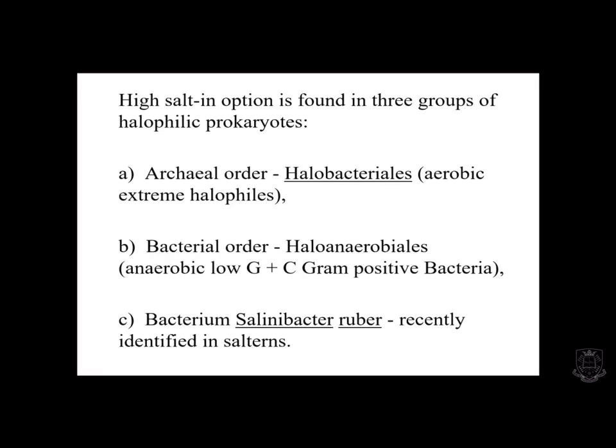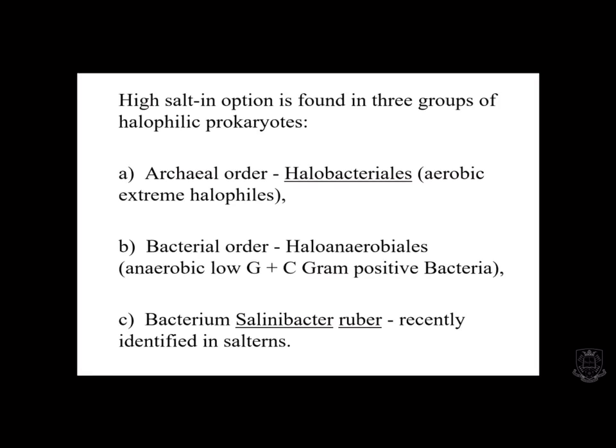So, which types of organisms use the high salt-in option? They're basically found in 3 groups of halophilic prokaryotic cells. So the high salt-in one is much less widely spread than the low salt-in activity. And for a long time, when I was giving these lectures, this list actually only consisted of one, that is the top one, the Archaea order of the Halobacteriales. These were the classic Archaea, prokaryotic organisms that grew in the salt lakes, which used the high KCl.